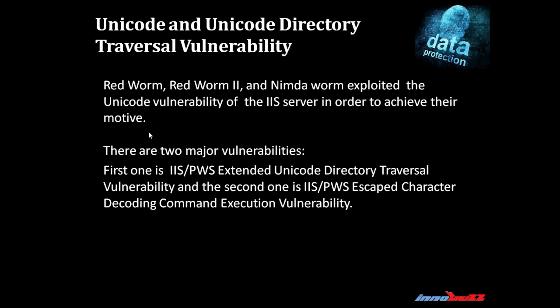Let us now look into Unicode and the Unicode directory traversal vulnerability. Code Red, Code Red 2, and the Nimda worm exploited the Unicode vulnerability of the IIS server in order to achieve their motive. There are two major vulnerabilities. The first one is the IIS PWS extended Unicode directory traversal vulnerability, and the second one is the IIS PWS escaped character decoding command execution vulnerability.